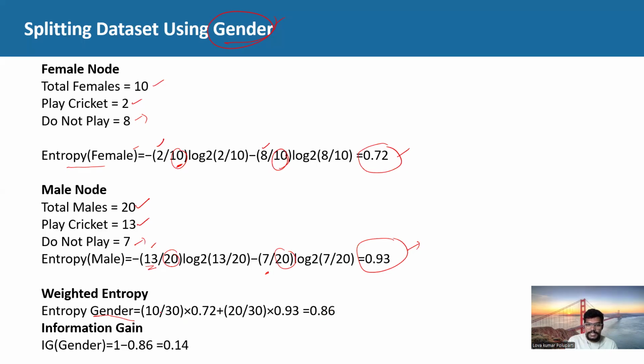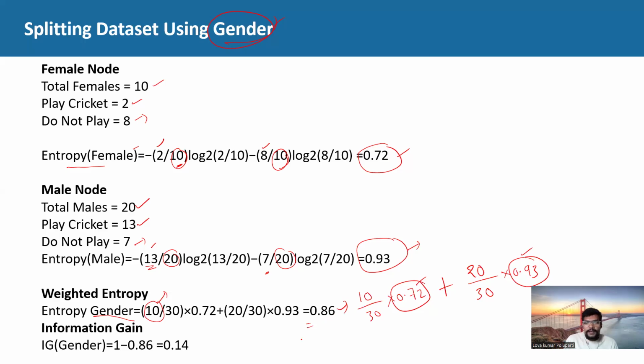for the gender? We'll take how many females there are, and I'm going to calculate total females by total students, multiplied by 0.72. Why? Because this is the entropy of the female node. And total male students playing: 20 male students in the total of 30. And how many people are playing? Their entropy is 0.93. The value is 0.86 for the complete gender.